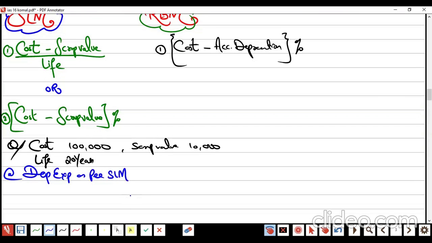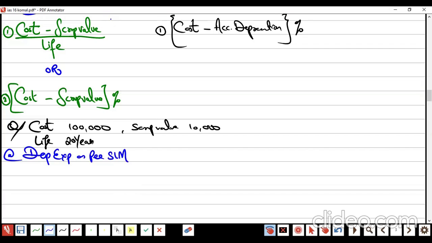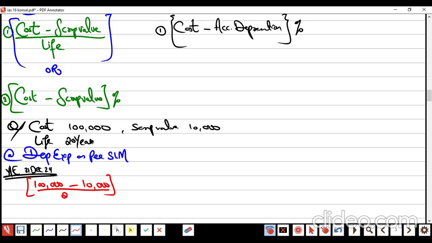What is the formula? Let's suppose we are calculating it for the year ended 31st December. I just suppose that this is the year end. Cost is 100,000, scrap value 10,000, life is 20 years. What answer will you get? 4,500. Very nice.